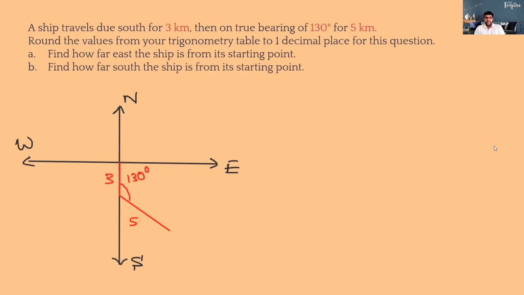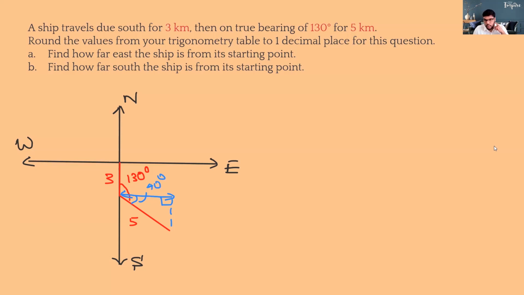Okay, part A: find how far east the ship is from its starting point. So children, how far east means this distance here. To find how far east the ship is, we need to consider this right angle triangle. From this right angle triangle, we also need to find this small angle. So that is 130 minus 90, which gives us 40 degrees. This is 40 degrees, right?